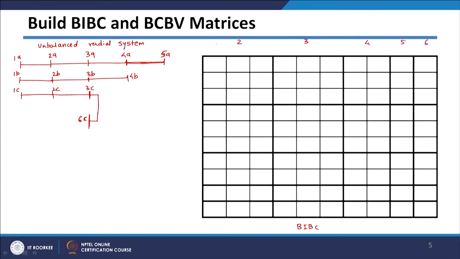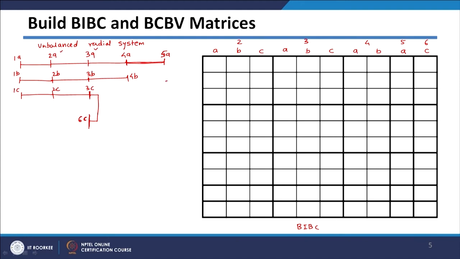Since at bus number 2 we are having all the 3 phases A, B and C. Similarly at bus number 3 we are having all the 3 phases A, B, C. At 4 we are having 2 phases A and B. At 5th we are having only 1 phase, that is A, and at 6th we are having only 1 phase, that is C here. And here we are having these line numbers.